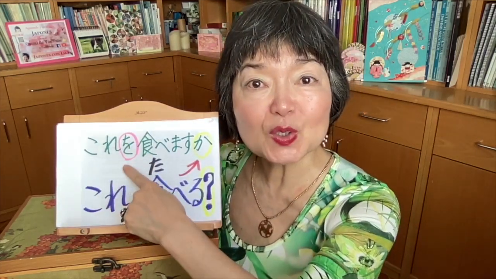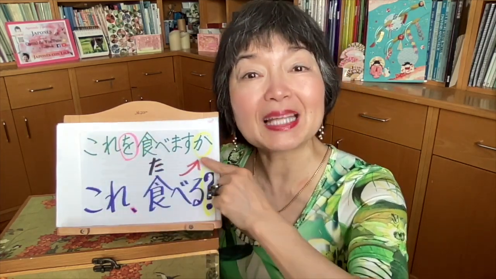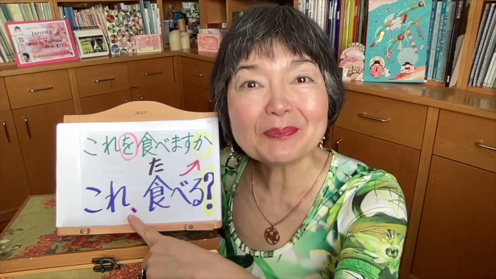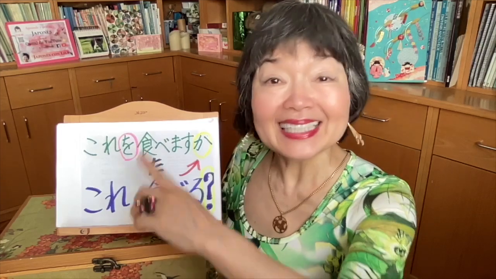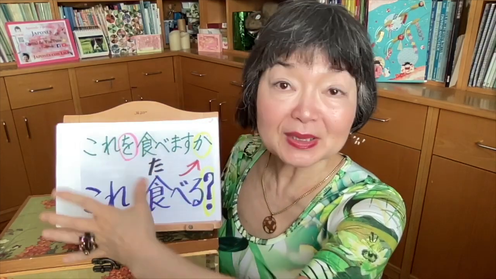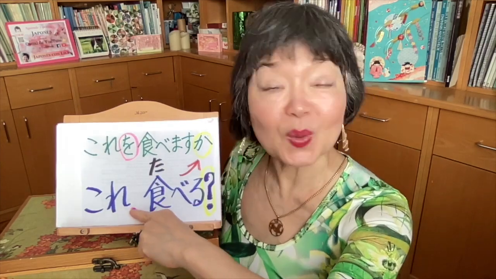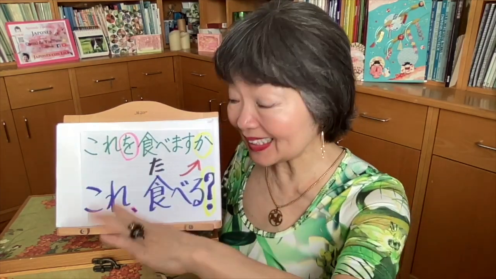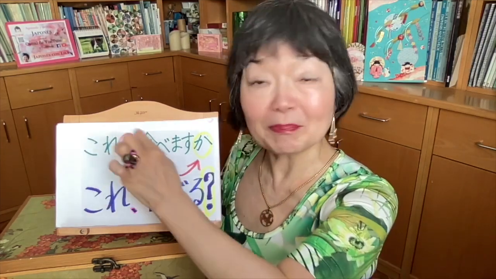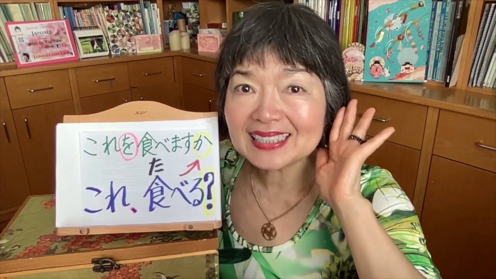Here in 丁寧形 we used これを. This is the particle for the object. これを食べますか? But here in plain form we don't use this. これ食べる? Because this is shorter. This is much quicker to speak. So we just omit this particle here. Usually for the direct object, you can omit it. It's easier, but I think it's more difficult to listen to it.